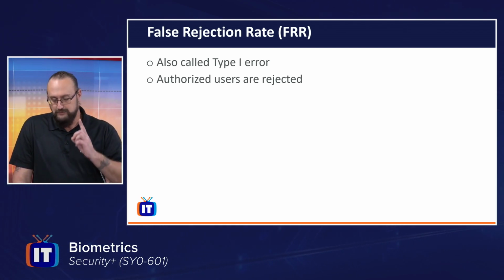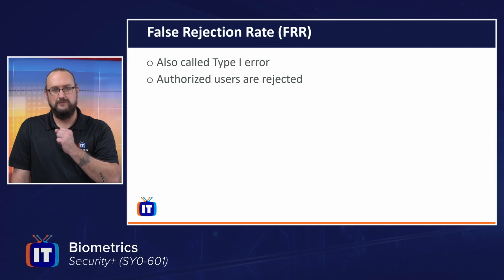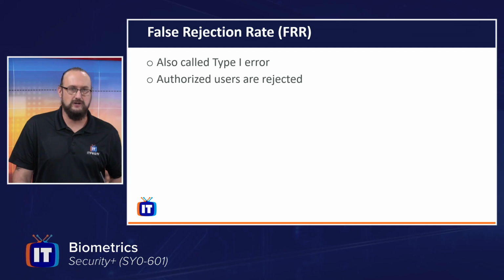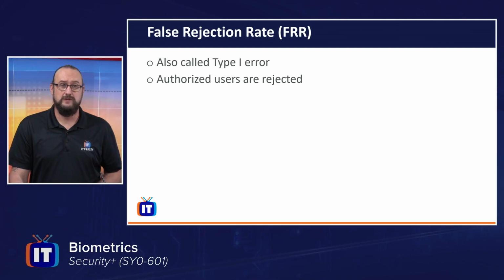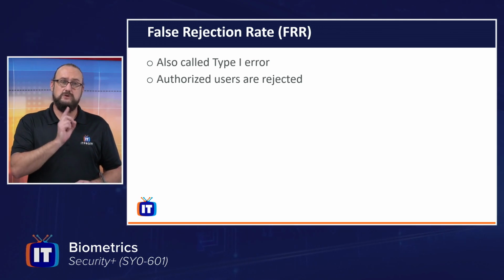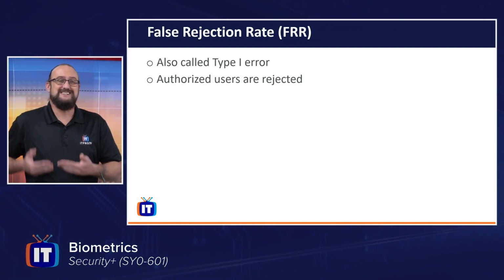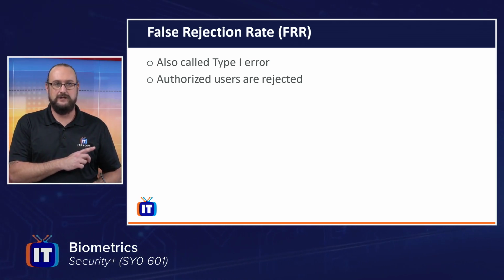Why would that be bad? Well, I want you to remember we've talked about the principles or the goals, the pillars of security, the iron triangle, the CIA triad: confidentiality, integrity, and availability. Even though the system kind of did its job, it didn't allow the authorized user into the system, and that's going to affect availability, right?